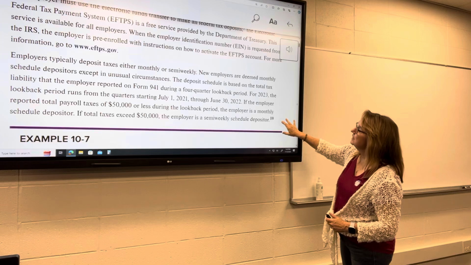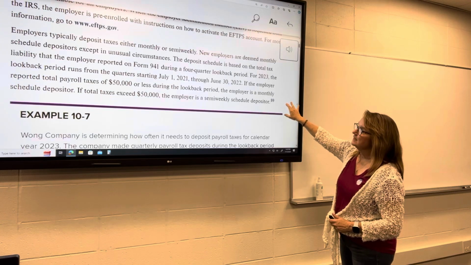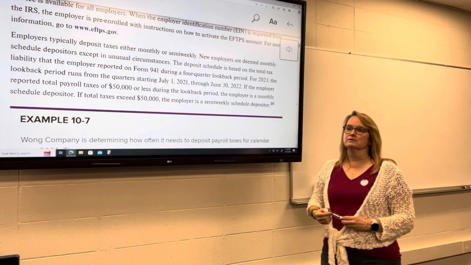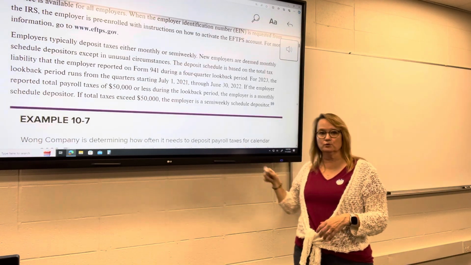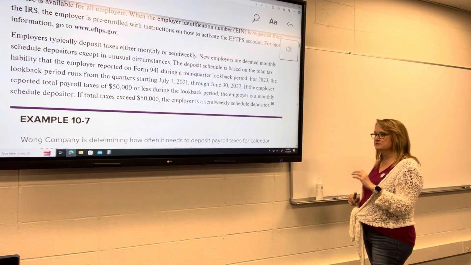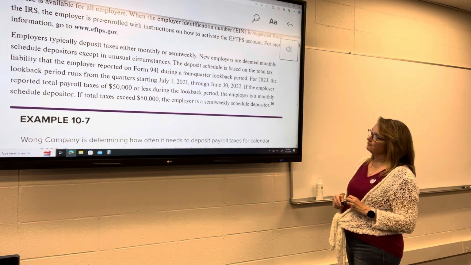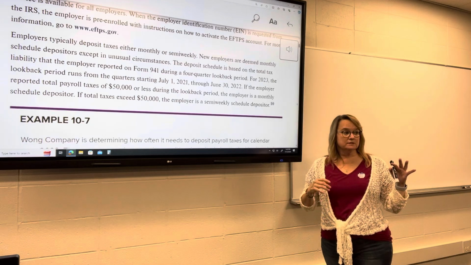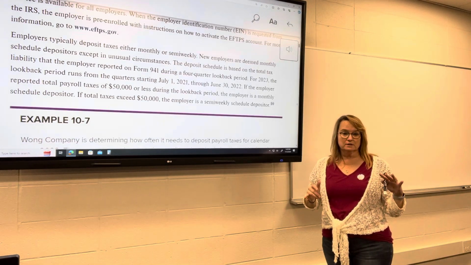If they are a semi-weekly depositor, they will deposit either on Wednesday or Friday, and we'll go through how to determine whether you deposit the funds on the Wednesday or the Friday. But everybody, when they start out, is considered a monthly depositor.